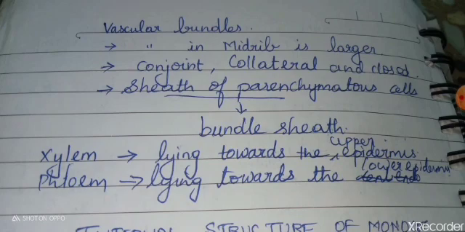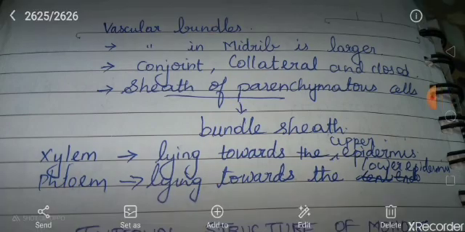Talking about the vascular bundles, in the midrib it is larger, conjoint, collateral and closed. The sheath of parenchymatous cells, that is, the cells arranged around the vascular bundle, is parenchymatous type of cells and they are called the bundle sheath. Next is the xylem and the phloem. Xylem is lying towards the upper epidermis and phloem is lying towards the lower epidermis.